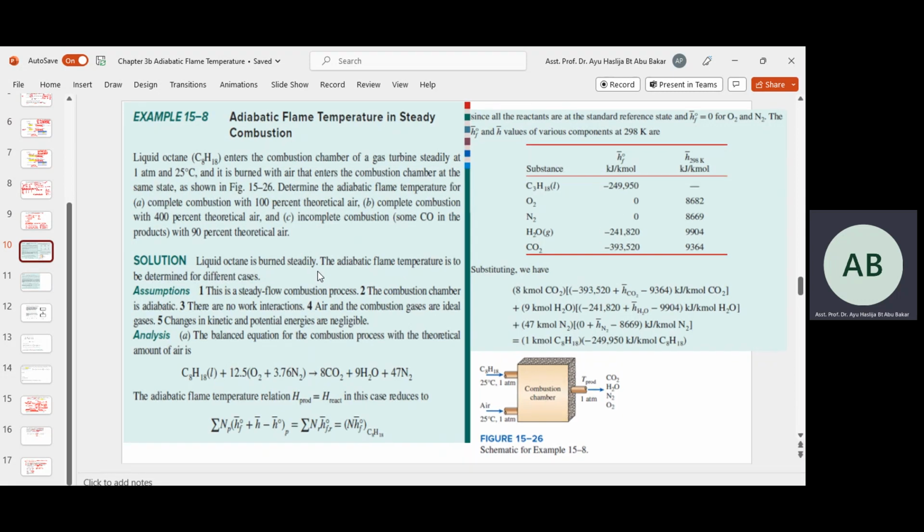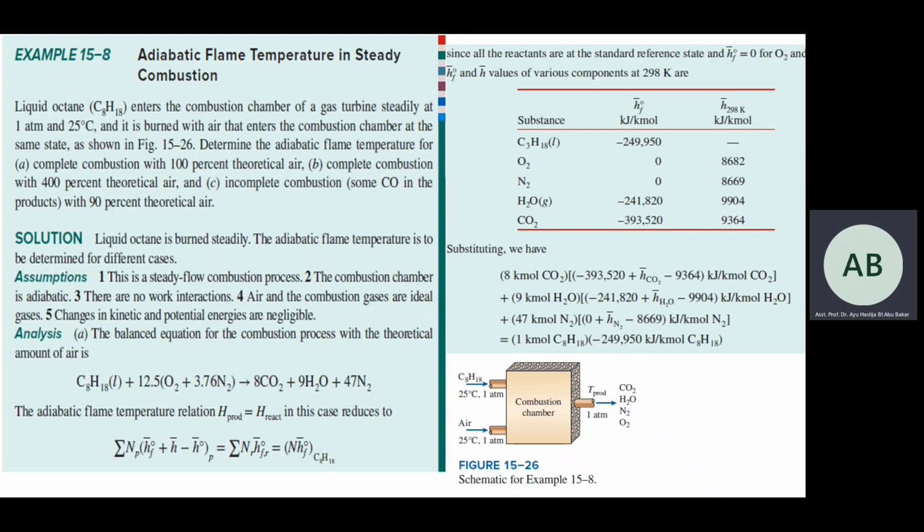This example is from the textbook, Thermodynamics by Cengel, chapter 15, which covers our topic, fuel and combustion. Which textbook did you use for thermodynamics last time, Cengel or Smith? You don't remember. You find the thermodynamics textbook by Cengel, chapter 15. That one covers our course, our syllabus.